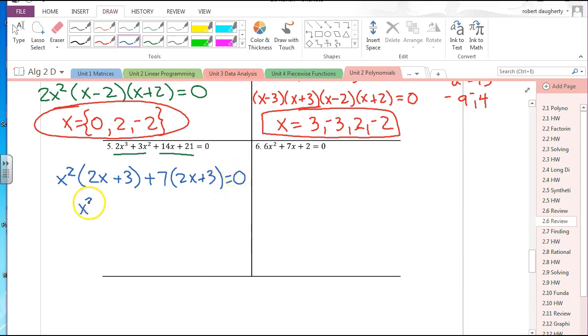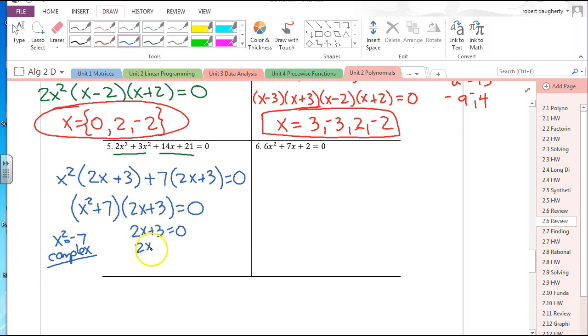So this gives me x squared plus 7 times 2x plus 3 equals 0. If I set each of these equal to 0, x squared equals negative 7. When I solve that, I'm going to get a complex solution. So there are no real solutions to this one. When I set 2x plus 3 equal to 0, then 2x equals negative 3, x equals negative 3 halves. That is the only real solution to this equation.